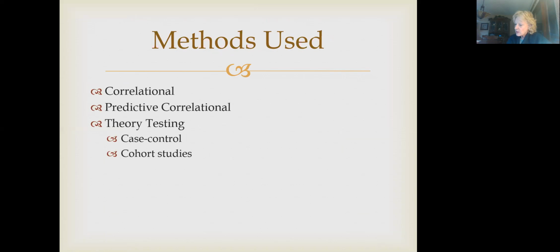Theory testing with a case control might be finding a child the same age, the same gender, the same ethnicity, and have a comparison of one who gets the treatment and one who does not. Cohort studies, on the other hand, you may compare two different units. One unit gets some type of intervention and the other unit does not.